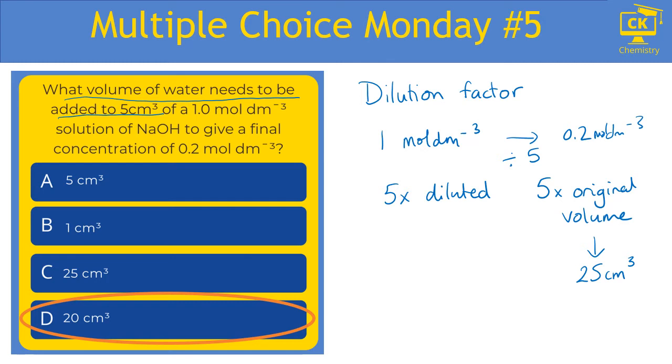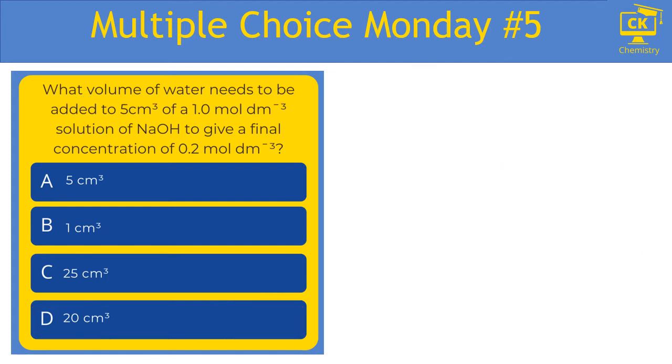Now, I sometimes get students asking, what do I do if the numbers are a bit more difficult? 5, 1 to 0.2, those are quite easy numbers. Is there some sort of equation I can use that doesn't involve simply calculating moles and then calculating volume from moles and concentration? Yes, there is. There is an equation for working out dilution, total volumes, etc.